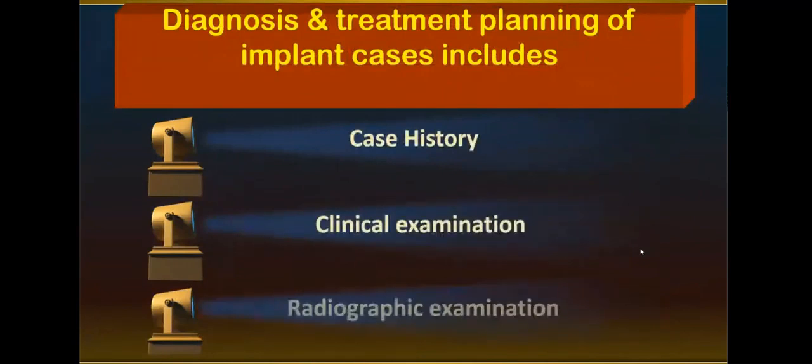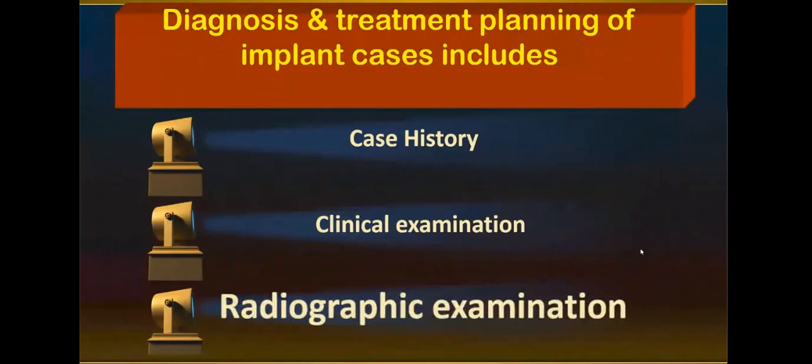Implant cases, like any dental case, need a case history, clinical examination, and radiographic examination. And sometimes we need some other lab investigations to check for some systemic conditions. Our topic today is mainly about radiographic evaluation, and especially the CBCT machine.